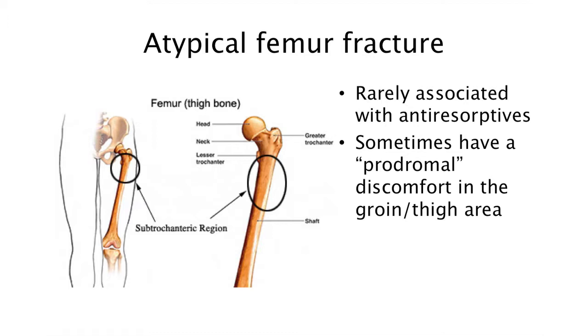The other last side effect that I wanted to cover is atypical femur fractures. It's counterintuitive because we're certainly trying to help your bones. Typically when people fall, the impact is at your hip. That's where most hip fractures are. So on this picture here, it would be right about here. There are these reports of very, very rare femur fractures that occur below what we call the trochanter here. They're rarely associated with the antiresorptives.